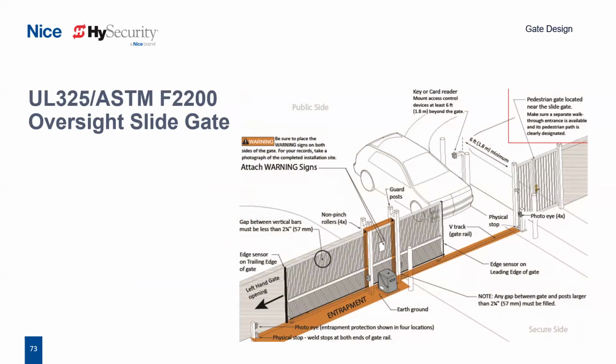So there's fall over prevention posts that are covering my rollers so those aren't pinch areas. My gate's been screened or guarded so that a 2 1/4 inch sphere cannot pass through. I have a pedestrian entrance and my access control reader is mounted at least 6 feet away from any moving part of the gate.